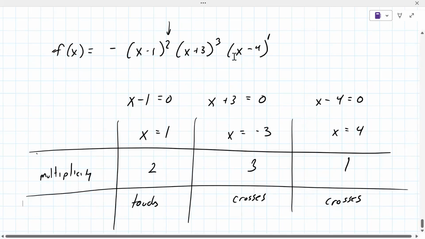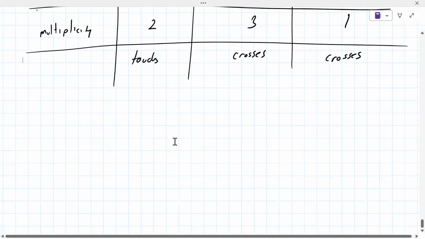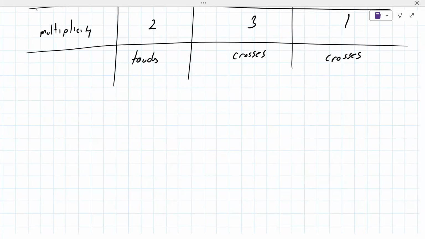Now, this is like the nice example. What they will sometimes do is give you a polynomial that you have to factor, and that's where it gets really hard because there's a lot to do potentially on that. What kinds of problems are you getting in class?